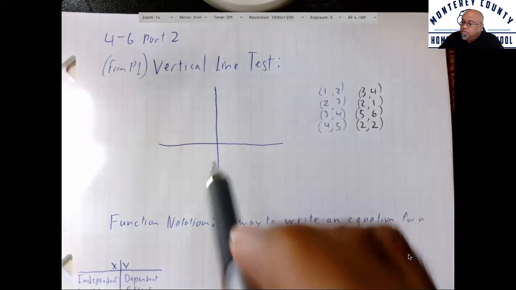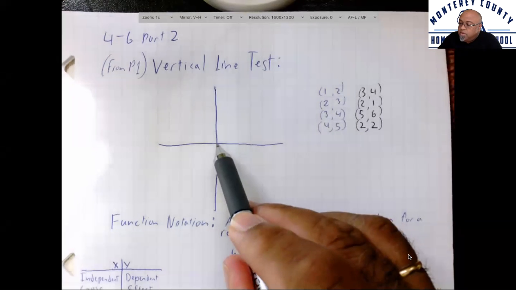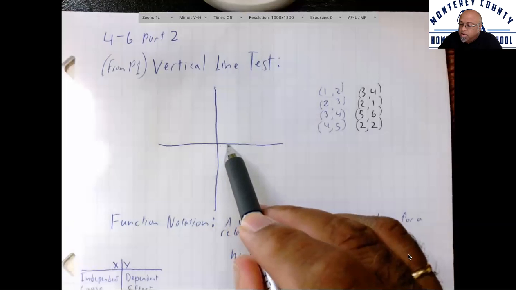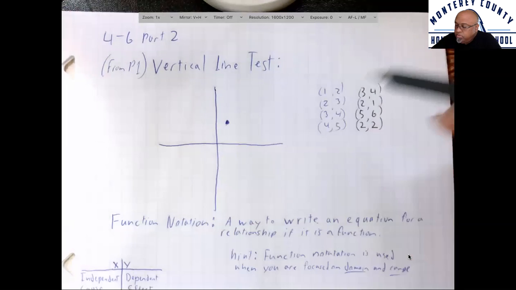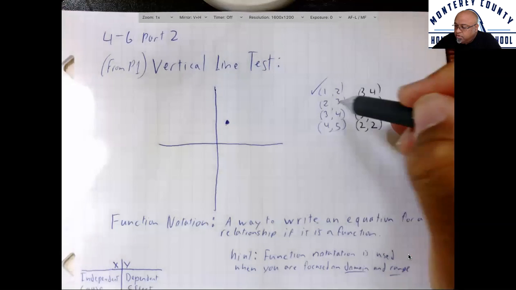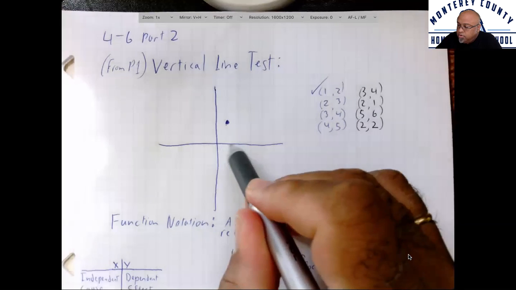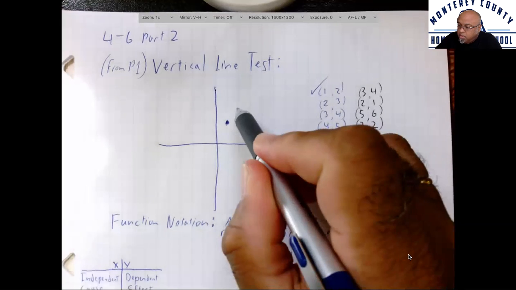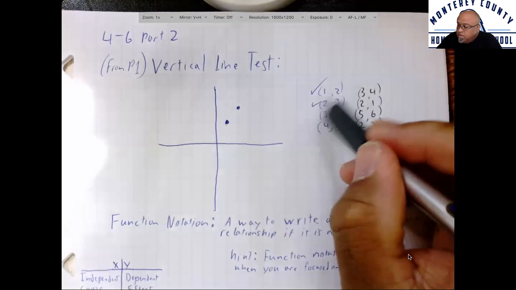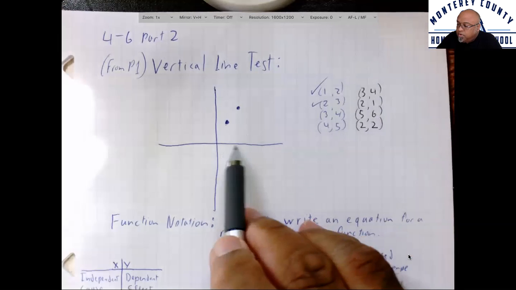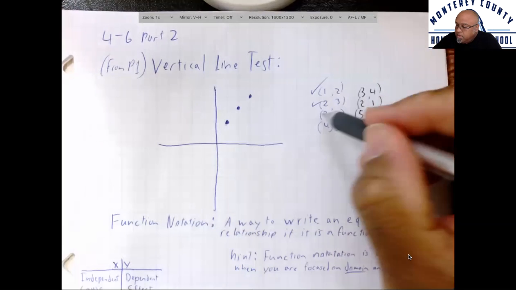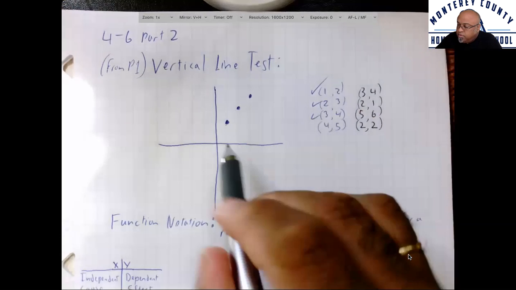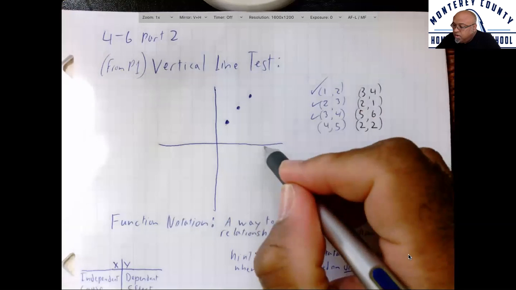Okay, so you want to start at 0, 0. The first point is 1, 2. So I go 1 to the right and 2 up. The next point is 2, 3. So I go 2 to the right and 3 up. The next point is 3, 4. So I go 3 to the right and 4 up. And the last point is 4, 5, so I go 4 to the right and 5 up.